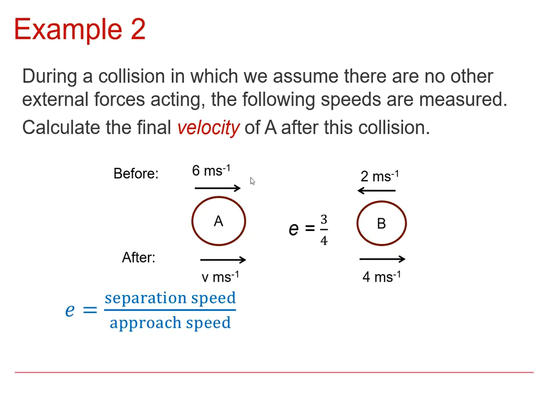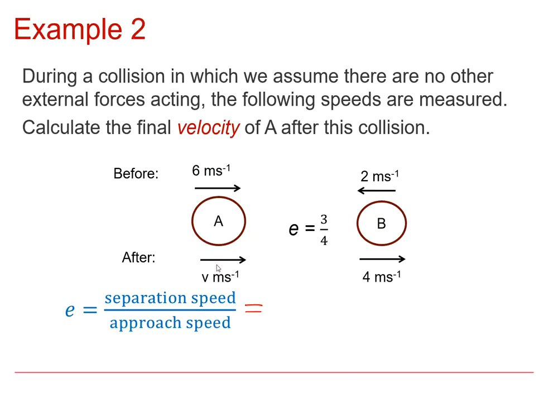Before the collision, they're moving with speeds of 6 meters per second and 2 meters per second, and we're told that the coefficient of restitution between these two objects is 3/4. So this value of e we know to be equal to 3/4. Now the separation speed we don't know, but what we do know is that those things are both, at least in terms of how we've drawn the arrows, moving in the same direction.